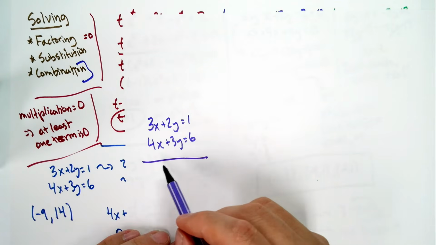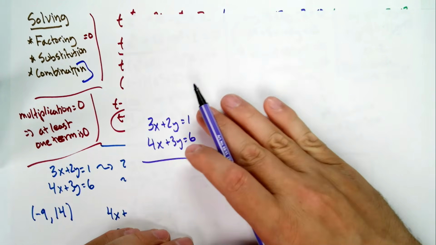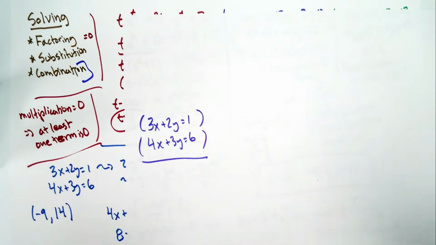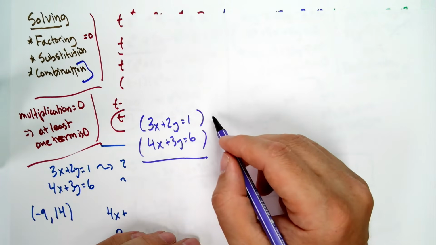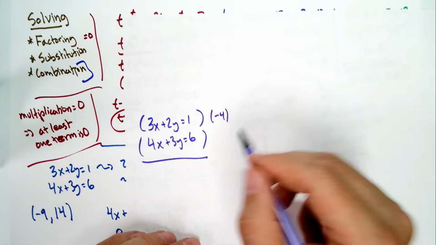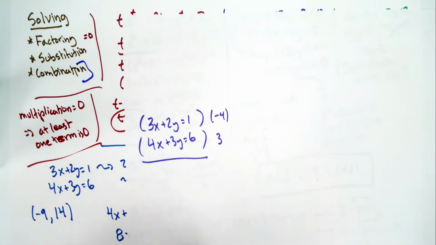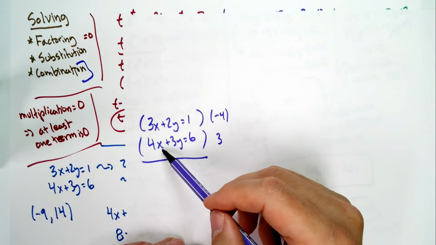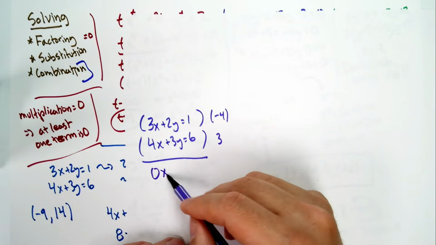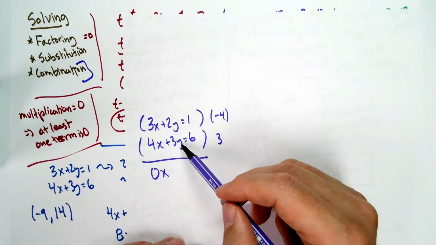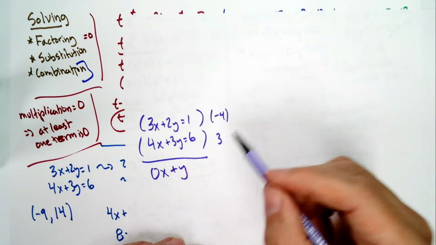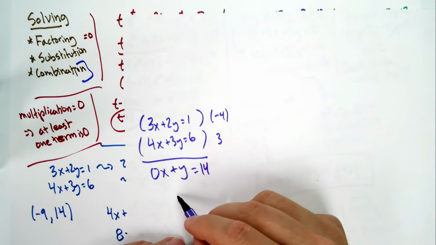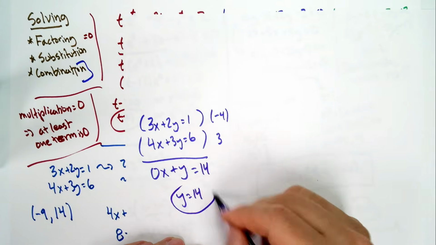So I want to find something that would multiply one equation. I want to multiply the first equation by something, the second equation by something, and then add them up and cancel off. So I can multiply the first equation by, let's say, negative 4, and the second equation by positive 3. So I'm taking a combination of equations, and I have to do it to both sides. So negative 12x plus 12x makes 0x. Negative 8y plus 9y makes y. Negative 4 plus 18 makes 14, which tells us y better be 14. Cool.